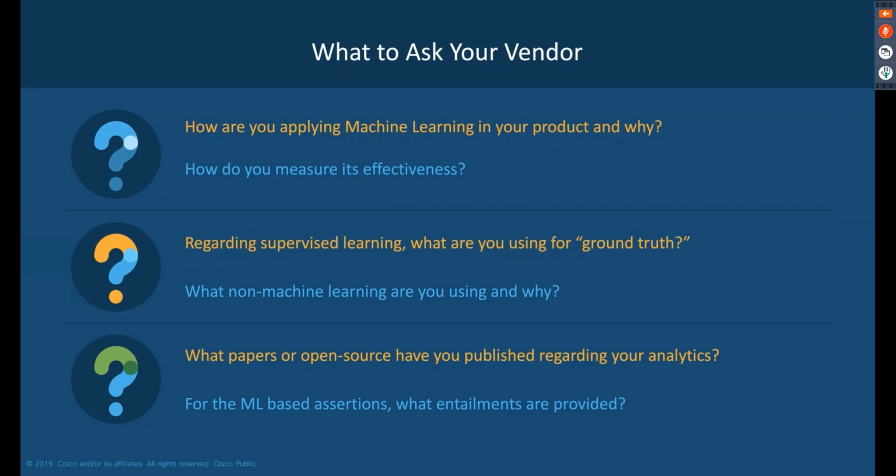And then finally, for the ML-based assertion, what entailments are provided? Now, I haven't really talked much about this, but when the machine learning is providing assertions to you, what explanations are associated with it? What's coming out of the machine that explains why that particular answer was reached? And that's really important because, if the machine learning in my online TV streaming platform recommends something I don't really like, that's okay. It's not a big deal. But if the machine learning is recommending that I wipe the CEO's laptop, well, you know what? I think we should have some entailment. I need to know why. It needs to be documented, and I probably need to share that with my colleagues before I do anything that drastic.